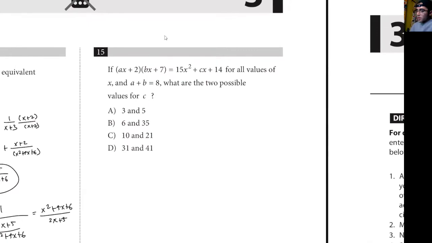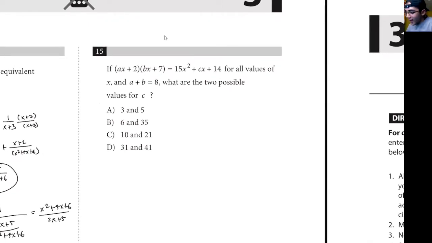This is our last multiple choice question, right? All right, let's get to it. So if ax plus 2 quantity bx plus 7 is equal to 15x squared plus cx plus 14 for all values of x, and a plus b is equal to 8, okay? So this will help us understand what the answer is going to be here. What are the possible values of c? So a plus b is equal to 8, and a times b is equal to 15. What two values add up to 8 but multiplied are equal to 15? 5 and 3, right? Or 3 and 5. It really doesn't matter.